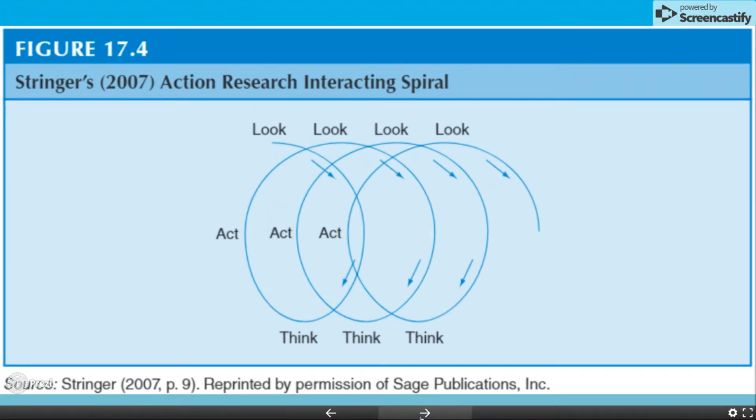Again, there is a spiraling model for this research design. The people who use it look, think, and act, and it is recursive. It is evaluative so that the process of examination and the process of research is revisited and revised over and over and over again.